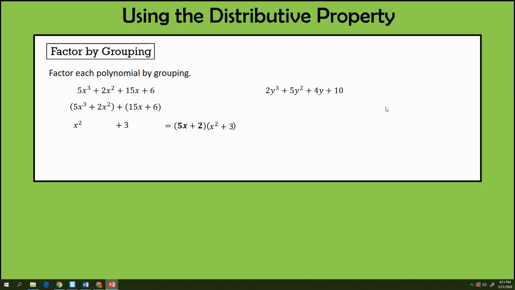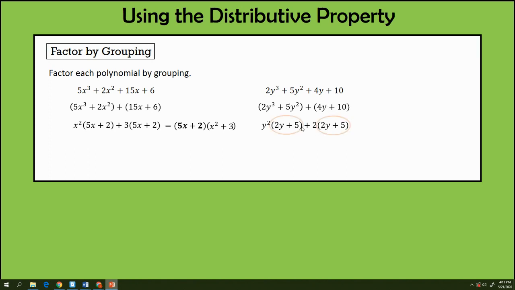Next one, really the same kind of question. So let's group it up. We'll group the first two terms together, the second two terms together. And now you factor each binomial separately. So what can we take out of this first one? We can take a y squared out. That would leave me with 2y plus 5. What can we factor out here? A 2. And if I take a 2 out of these, I get 2y plus 5.